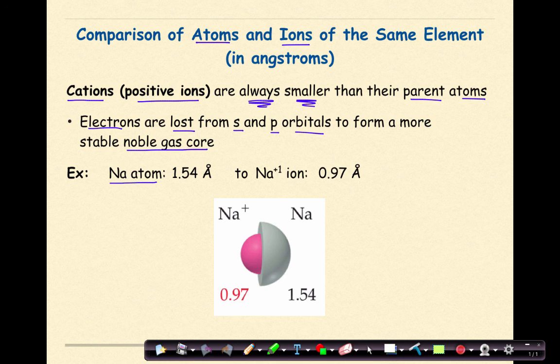So a sodium atom with a radius of 1.54 angstroms, when it loses its outermost electron to form a sodium ion with a charge of +1, the radius will decrease. And again, we can see that in the model down here. The sodium atom radius is 1.54, and the sodium ion radius as a positive ion, of course, is 0.97.